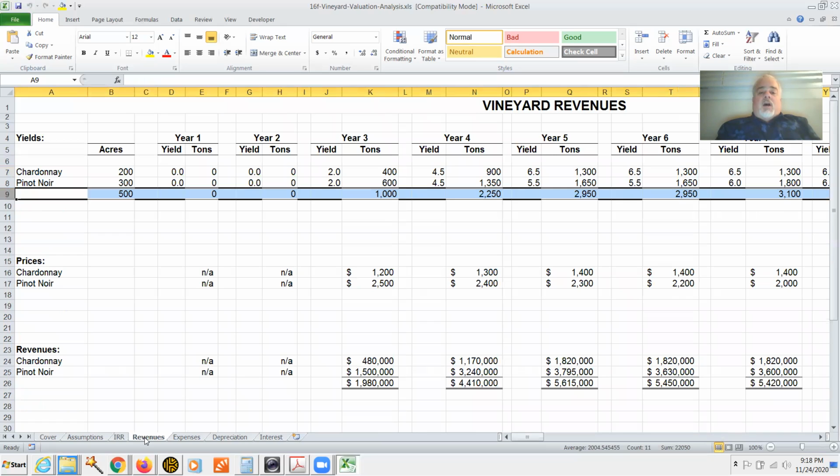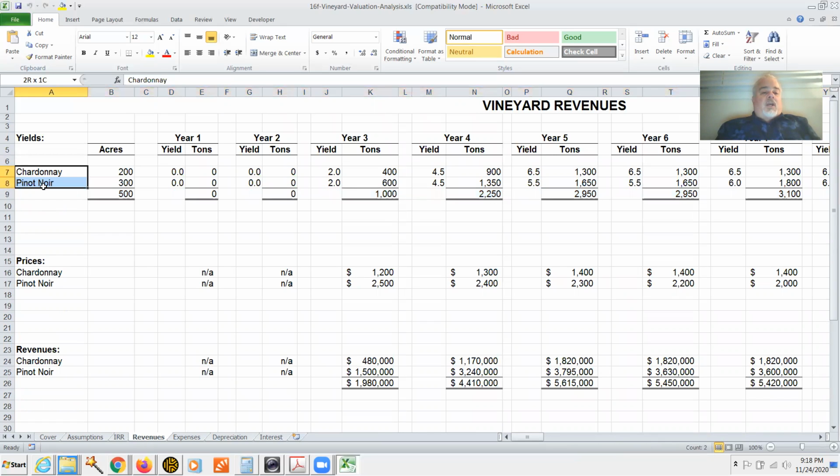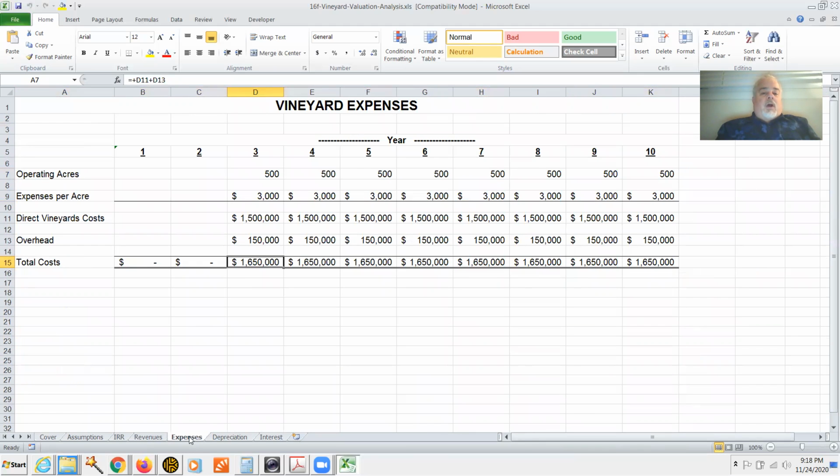Anyway, vineyard revenues, breaking it down. Here's the different yields based on the Chardonnay and Pinot Noir that they're planning on planting there, or maybe that already is there. Other expenses, and again, there's tons of detail that back this up. This is a summary report, but there's going to be tons of detail where they work out these estimates.